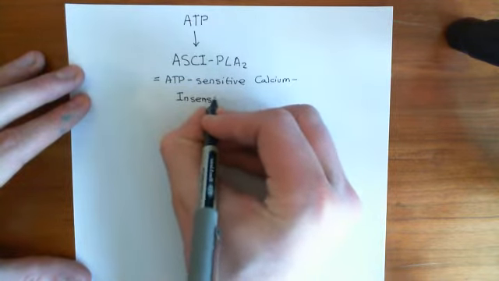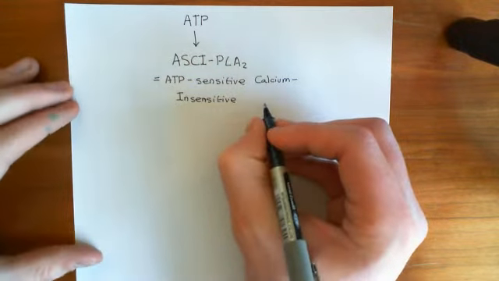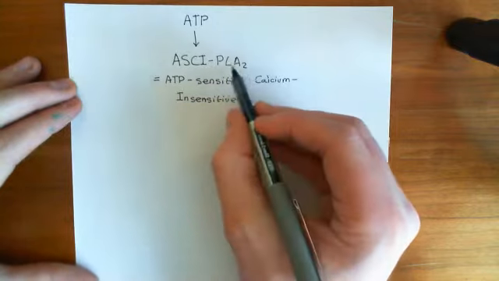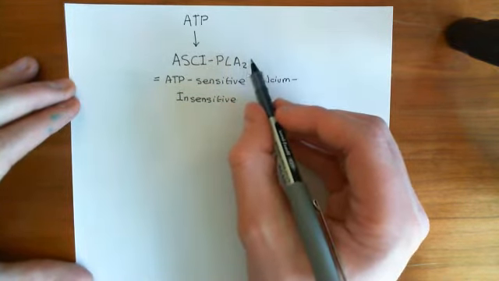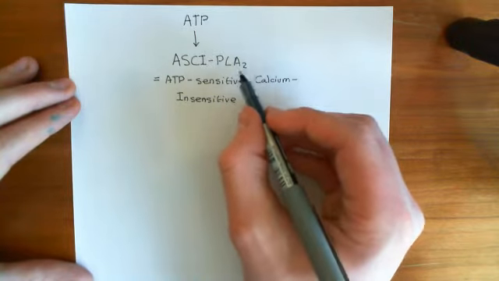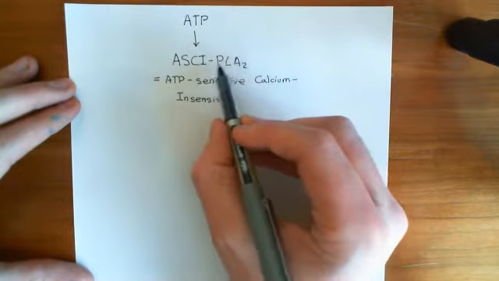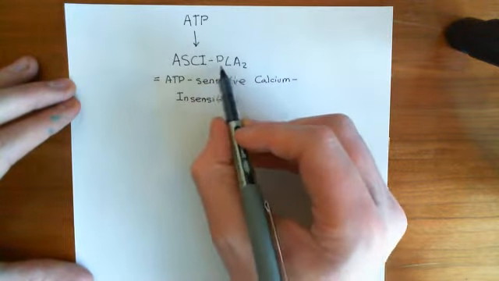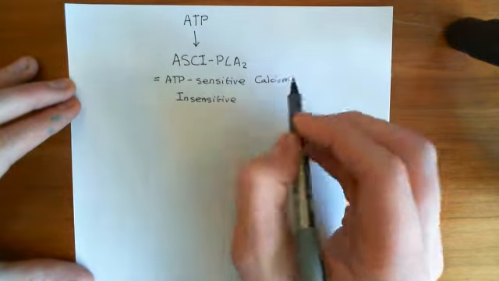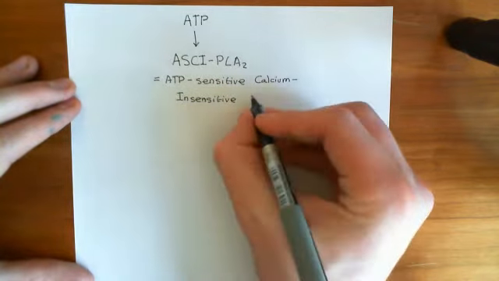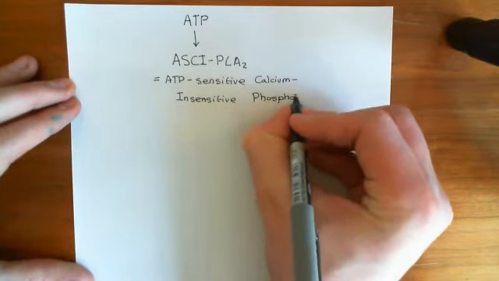Usually they have C2 domains, and when the calcium binds to their C2 domain, that activates the translocation of the phospholipase A2 enzyme from the cytoplasm to the inner leaflet of the phospholipid bilayer, where it will then act on its substrate, which is in the phospholipid bilayer. But this form of phospholipase A2 is going to be insensitive to calcium, and instead is going to be activated by ATP. And then PLA2 is just short for phospholipase A2.